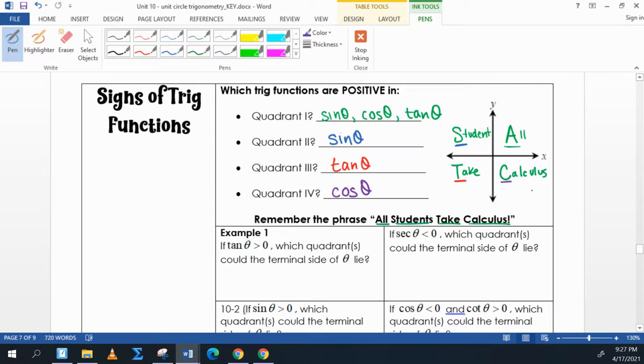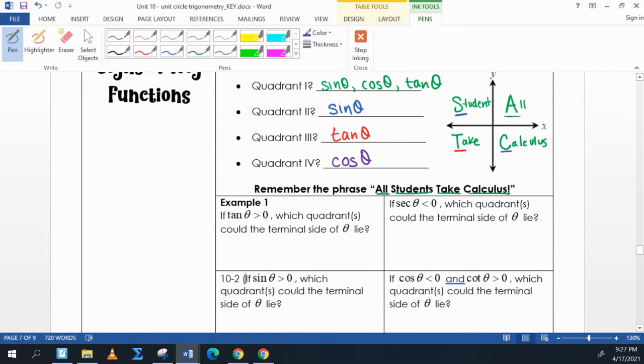All right, so in your homework and on the quiz, you're going to actually use this to help us decide which quadrant our terminal side of theta could be in. Sometimes there's more than one. By the way, we might want to label these. This is quadrant 1, quadrant 2. They usually use Roman numerals. I'm okay if you use just numbers too. 1, 2, 3, and 4. Those are how we label our quadrants.